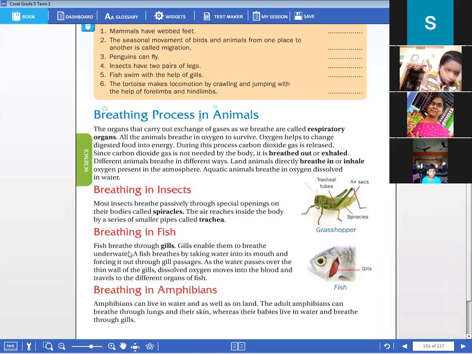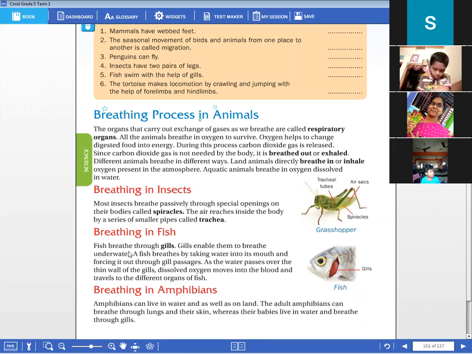Here comes the organs that carry out exchange of gases as we breathe, which are called respiratory organs. For each and everything in our body, children, we use our organs, right? For holding a mobile, you use your hands. For writing, you use your hands. To see my screen, you use your eyes. To hear my voice, you use your ears. For each and everything, you use your body accordingly. Yes or no?